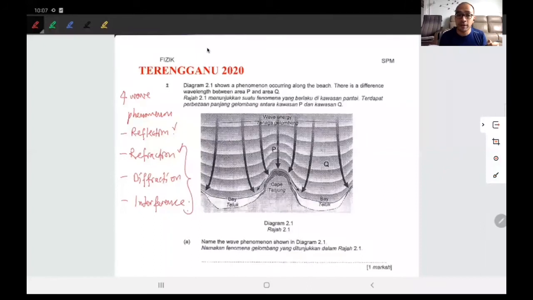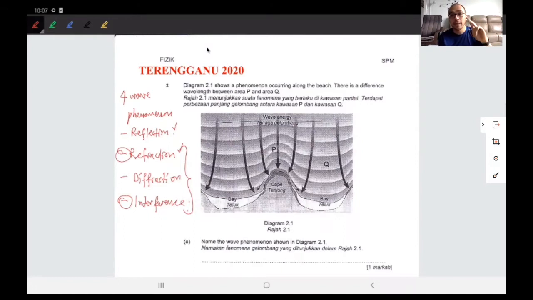After an analysis of all the trial papers, I noticed that these 3 phenomena, refraction, diffraction, and interference, are especially popular. And if you want to focus even more, it's actually refraction and interference that are even more popular. The super popular questions are these 2: refraction and interference.